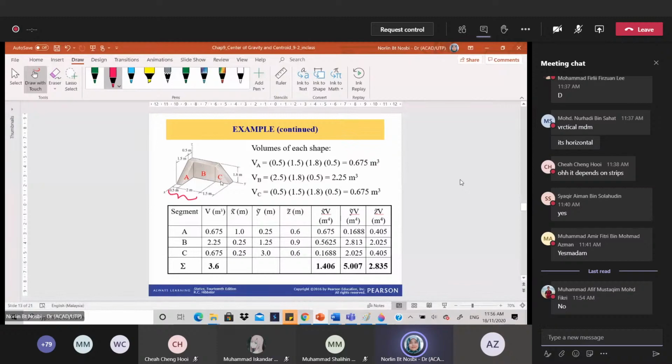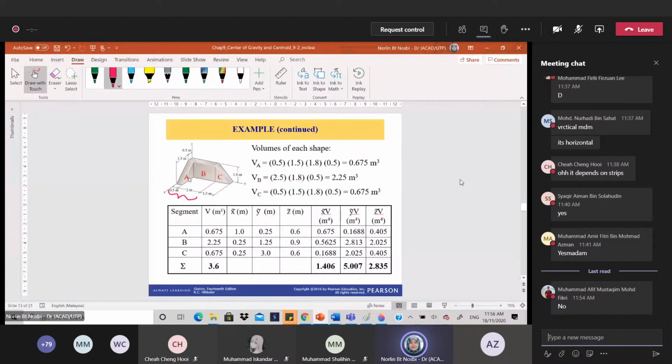Same goes to C. You have to find the volume. For C is 1.5 times thickness 0.5 times 1.8. Because it is a triangle, so you'll be half of the square. So 0.5 times the volume. So you will get 0.675. So now you know the volume. So you need to find the centroid for each shape here.